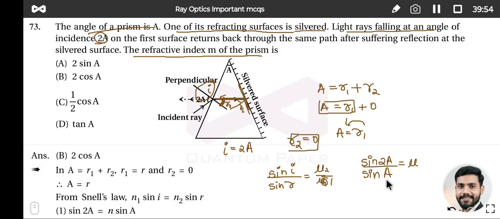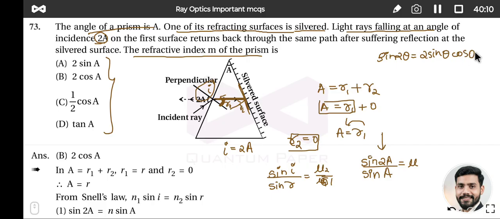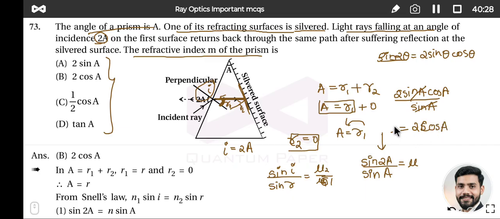In the options we need the answer without fraction. So if you apply the formula of sine 2 theta, in maths we have the formula sine 2 theta is nothing but 2 sine theta into cos theta. So sine 2A means 2 sine A into cos A, and in the denominator we have sine A. So this sine A will get cancelled. So our answer is 2 times cos A. That is the value of refractive index mu. So the correct answer is B, 2 cos A.